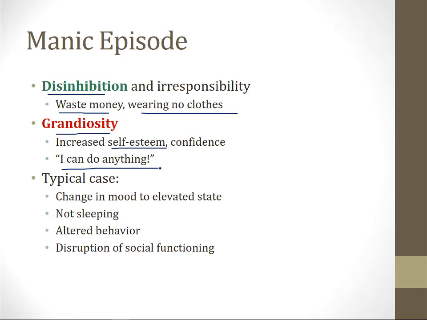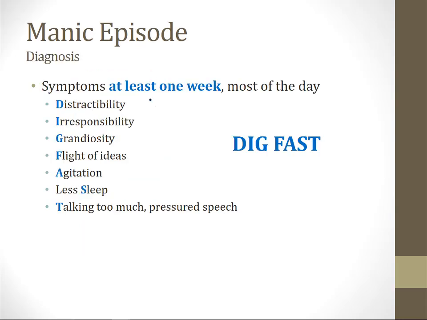So a typical case of a manic episode is a patient who suddenly changes his or her mood to an elevated state. They don't sleep for several days, they have altered behavior, and this tends to disrupt their social functioning. Many patients won't go to work and will be engaging in wild activities for several days until the manic episode passes. The diagnosis of a manic episode requires symptoms that last for at least a week for most of the day, and the symptoms of a manic episode are shown on this slide. These are all the things we've been talking about. Most people remember them by the mnemonic DIG FAST.